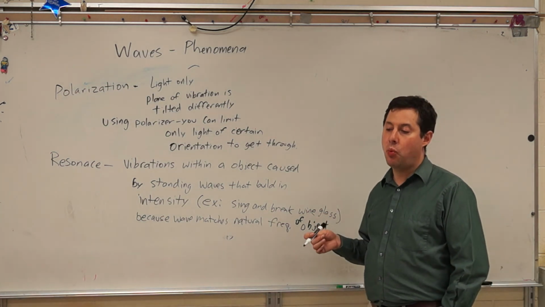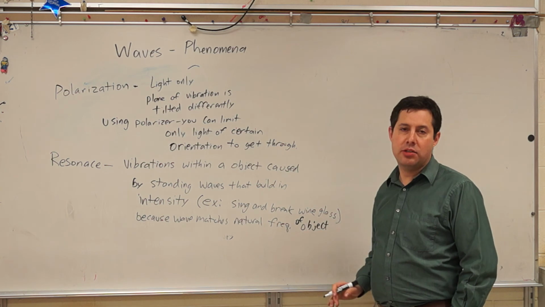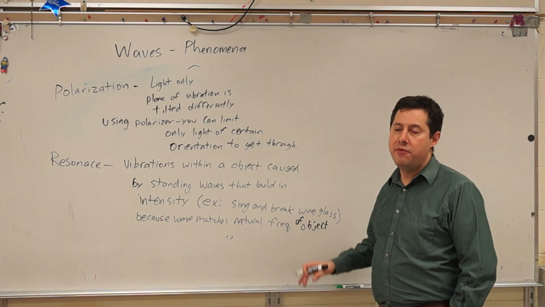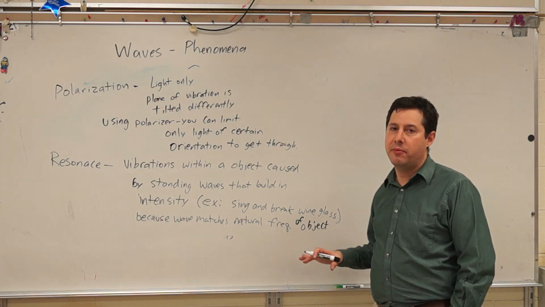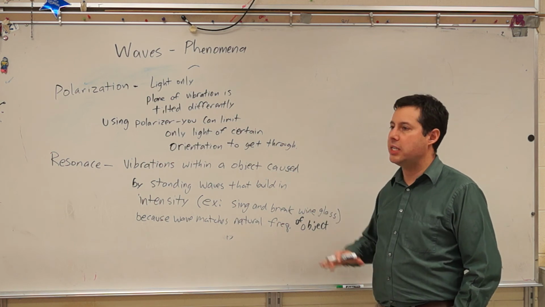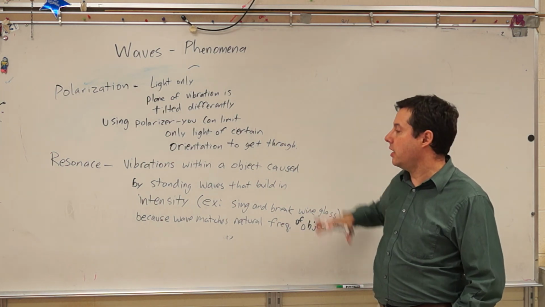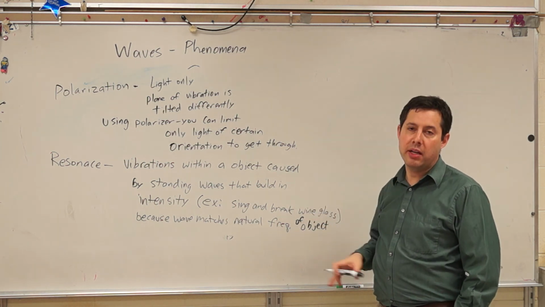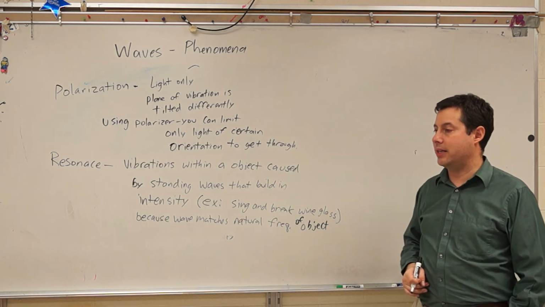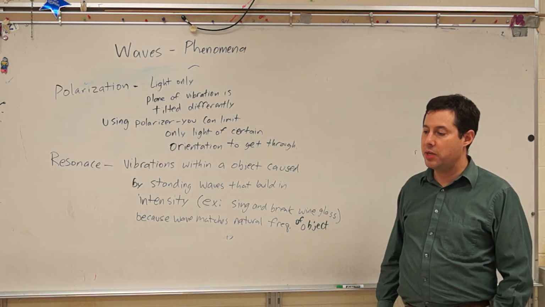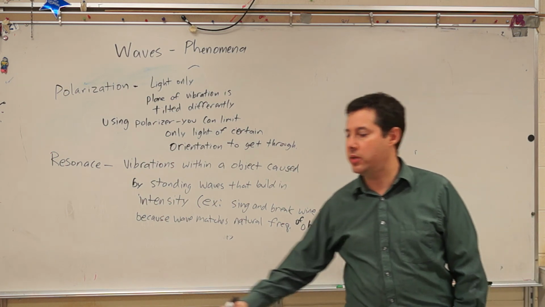So all objects want to resonate at certain natural frequencies, and if you can bombard it with waves of that same frequency, you can get what's called resonance, and you can cause things to oscillate to the point where it might even break, like the singer with the wine glass. So that is another term that you're going to need to know, and we're going to go over it in more detail at some point.